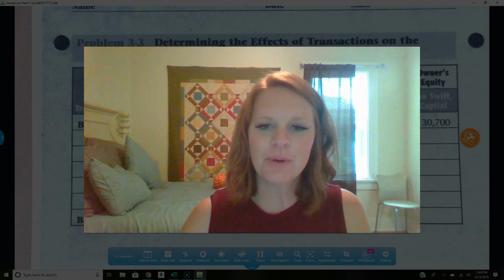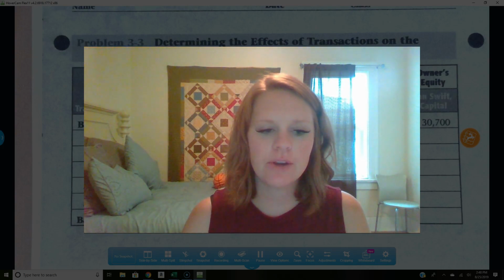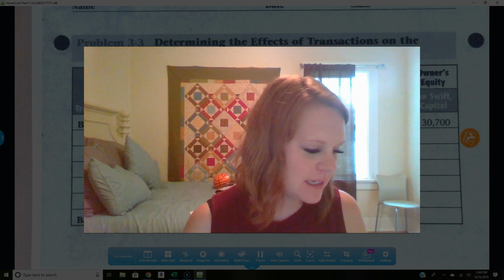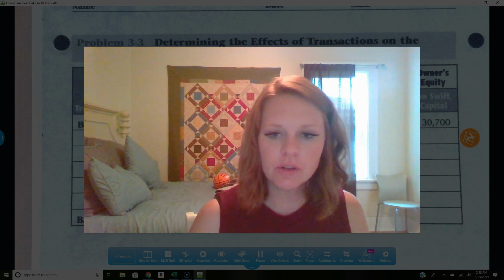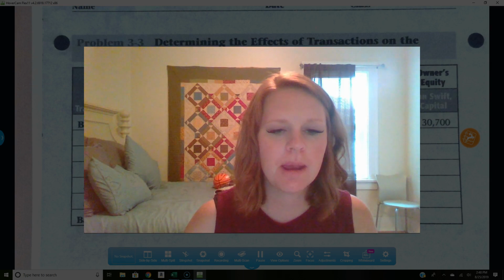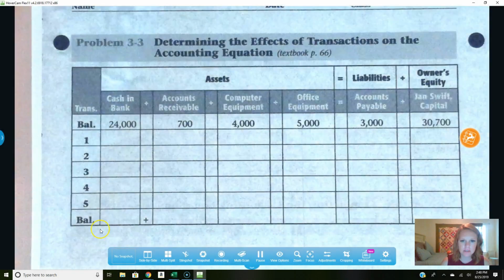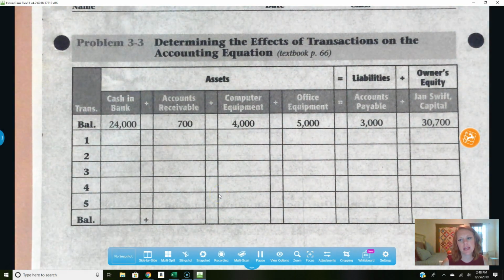Hi, we're going to do problem 3-3 together here. So we're on page 66 in our textbook. You should be on problem 3-3 in your working papers. So this is what 3-3 looks like.